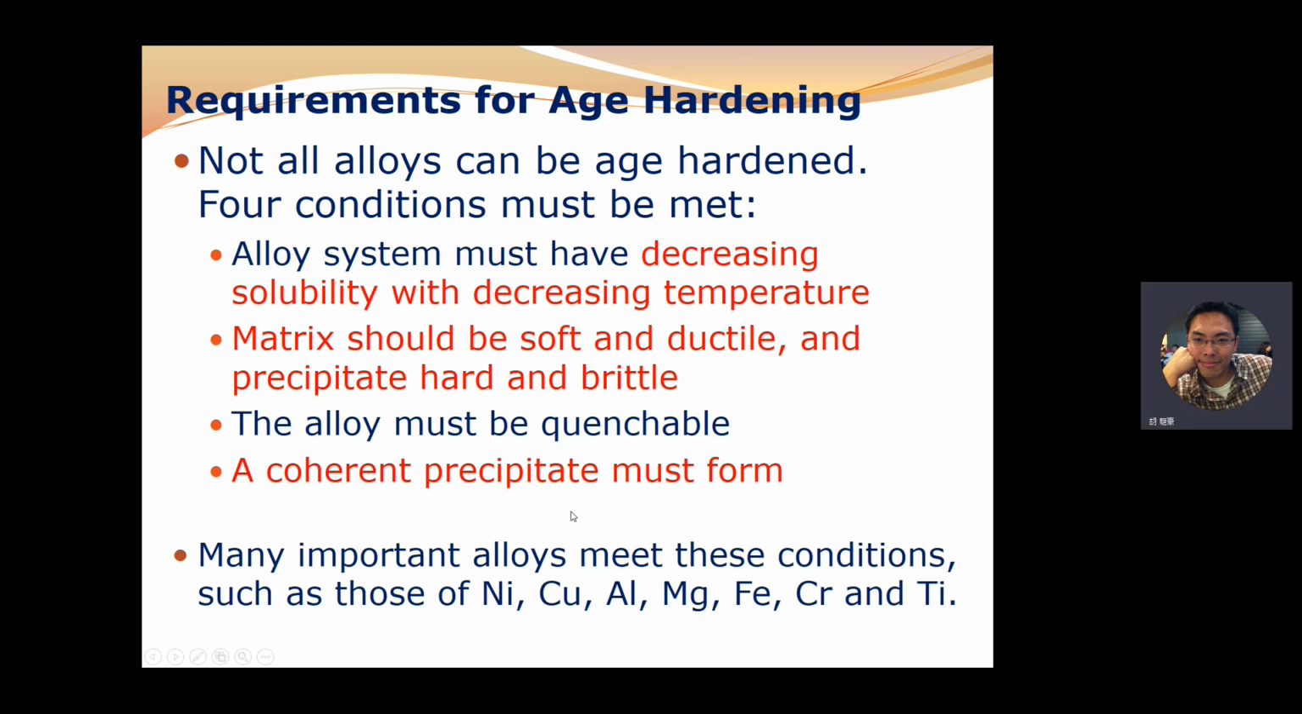Okay, so the requirements for age hardening: not all alloys can be age hardened. Four conditions must be met. The alloy system has decreasing solubility with decreasing temperature, and the matrix should be soft and ductile, and the precipitates hard and brittle. The alloy must be quenchable, and a coherent precipitate must form. Many important alloys meet these conditions, such as those of nickel, copper, aluminum, magnesium, iron, chromium, titanium, and so on.